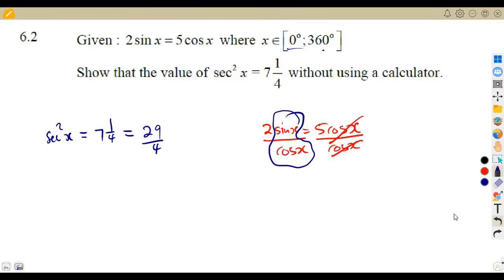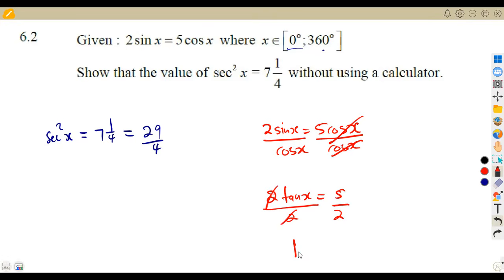By obtaining sine over cos, we want tan. So this is 2 tan of x, which is equal to 5. So what about tan x? Divide by 2, divide by 2. So that means that tan of x is equal to 5/2. And this x is positive, so meaning to say we can relate to the first quadrant.